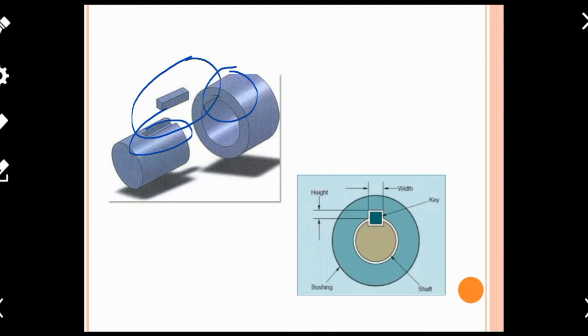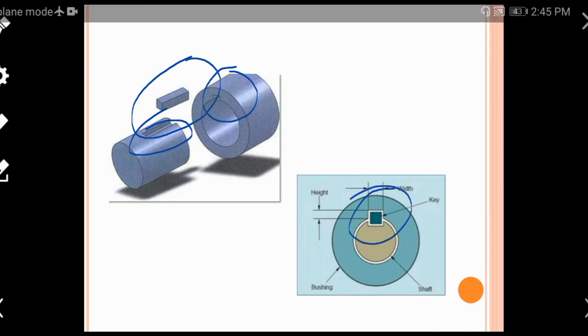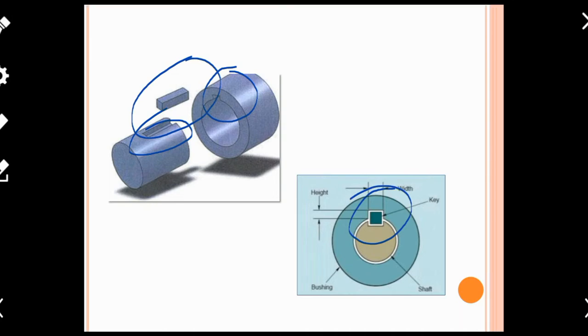By carefully watching this diagram, the half portion of that key is inserted in the shaft, whereas half is inserted in the hub of the rotating member. You can also see the dimensions like height, width, shaft, all are also given in this figure.